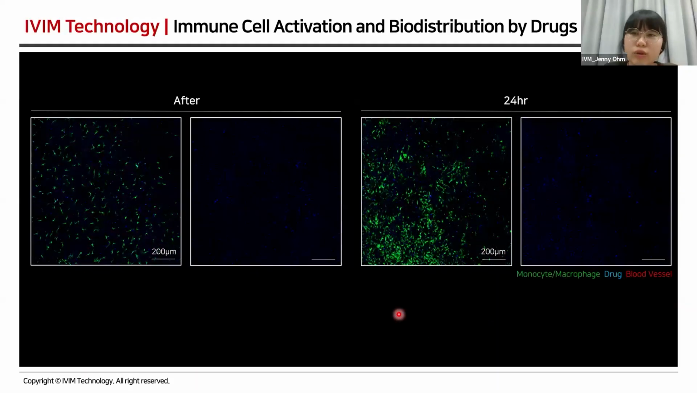Again, if we take a closer look immediately after drug administration, some immune cells were observed. However, by 24 hours, there was a rapid proliferation of these immune cells, forming distinct clusters. When comparing the signals of T cells and the drug, the proliferation of T cells was much more prominently increased at the 24-hour time point.